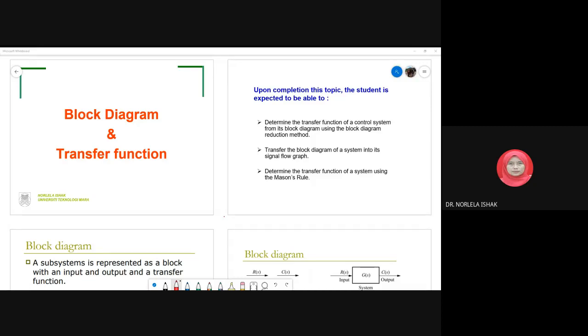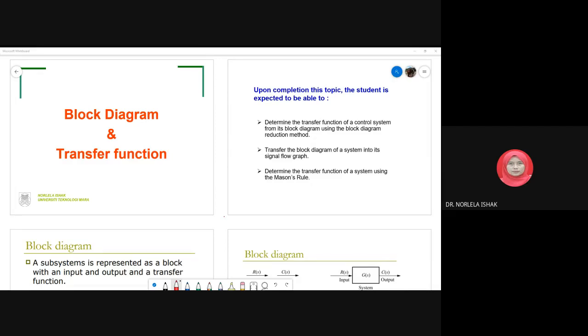Then the title just now was Introduction to Control System. Okay, that is our chapter 1. Okay, Introduction to Control System.